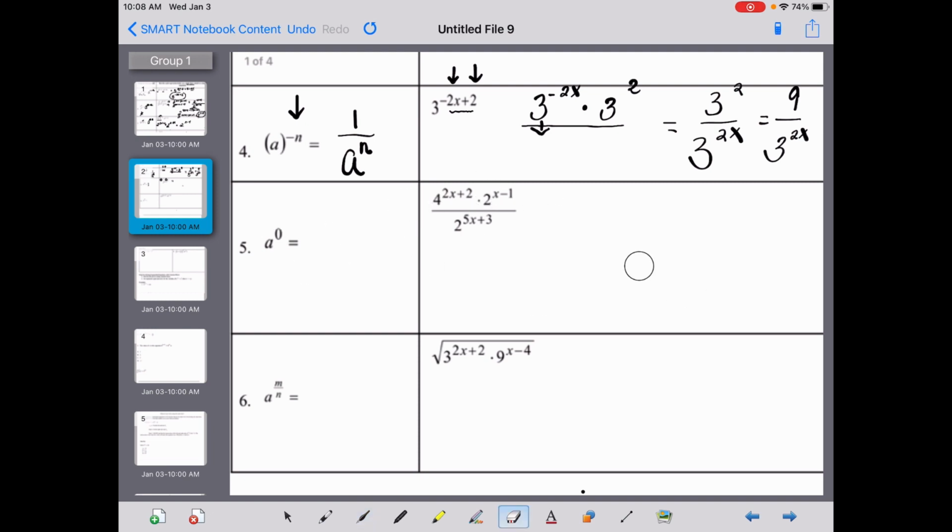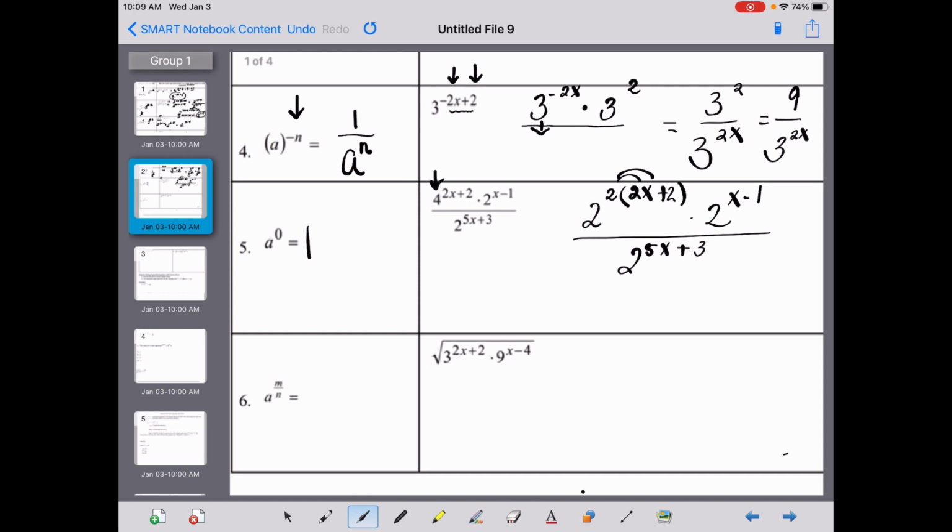To fix that issue, you can rewrite 4 as 2 squared. That way, you have all the same base. And the new exponent is 2 times 2x plus 2. You just want to put whatever was in the exponent in parentheses when you do this. And then you have the rest. And now you can go ahead and distribute and apply your rules.